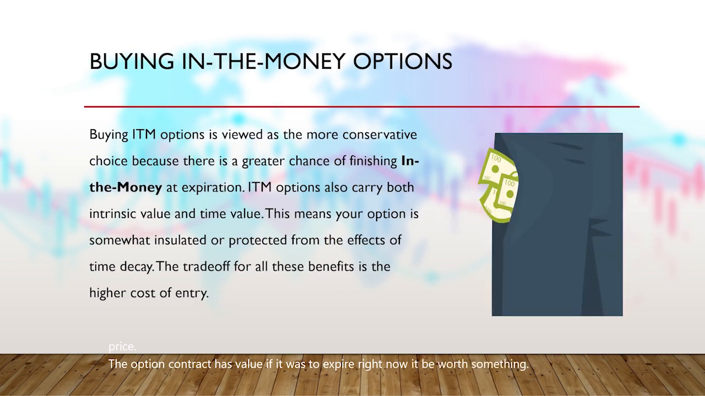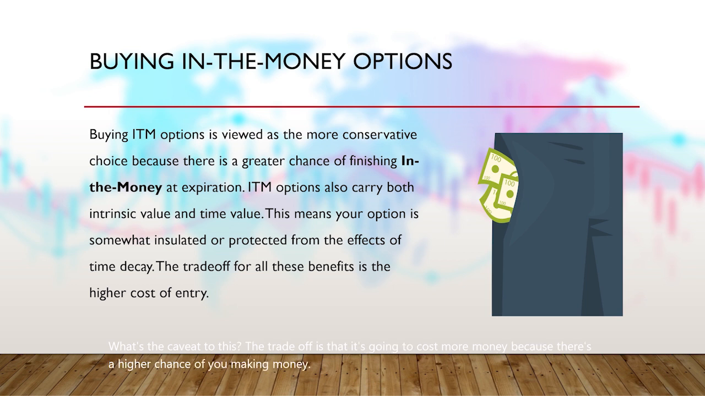Buying in the money options is viewed as a more conservative choice because there is a greater chance of finishing in the money at expiration. In the money options also carry both intrinsic and time value, extrinsic value. This means your option is somewhat insulated or protected from the effect of time decay. What's the caveat to this? Well, the trade-off is that it's going to cost more money because there's a higher chance of you making money.